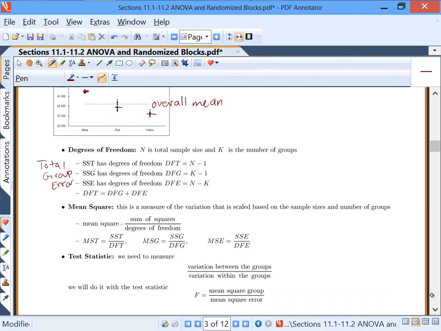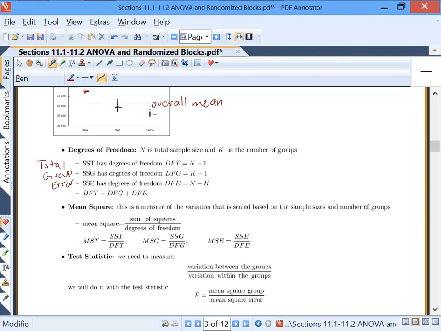And finally, we need some way to measure the variation between the groups and the variation within the groups. We decided that one of the ways we can do that is with a ratio. So we'll divide the variation between by the variation within the groups. And the way that we do that is mean square group over mean square error. So that's what our test statistic is.